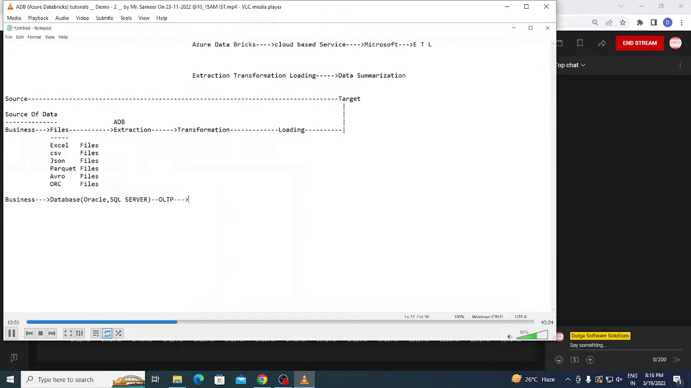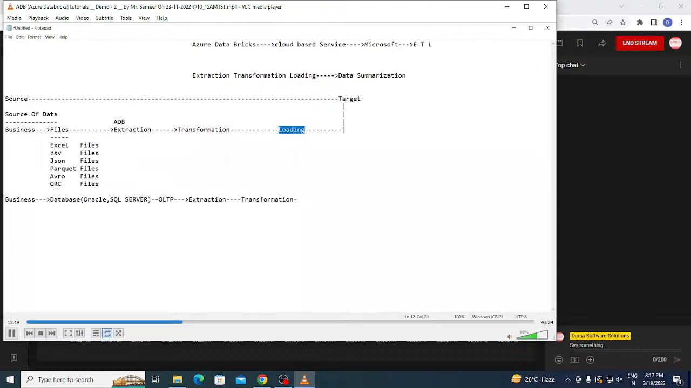So now, guys, ultimately from this database, we pull in the data by using the same process. Extraction will be done. That means using ADB, we extract the data. And once the data is extracted, we perform the transformation on the data. Transformation is the actual process of data summarization or loading the data as per the requirement of the client.